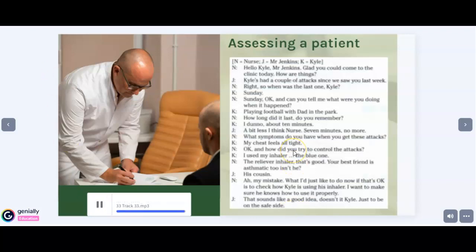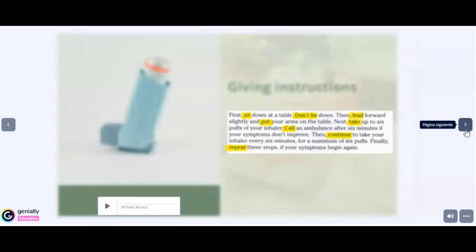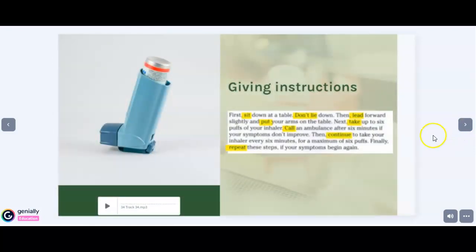Okay, so as you can check in this recording, now what the nurse will be doing is to explain and to observe what Kyle does with the inhaler. So let's see the instructions that he's receiving in order to use this inhaler. Unit 4, Recording 34.